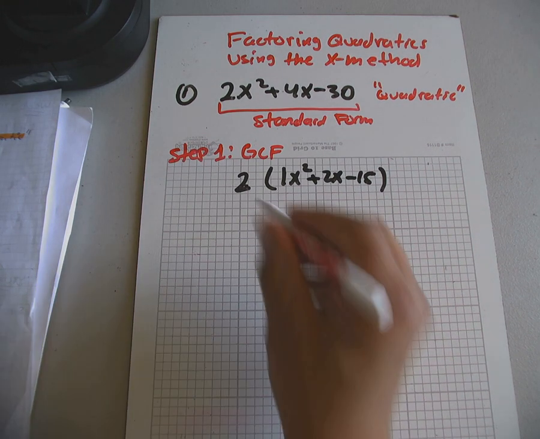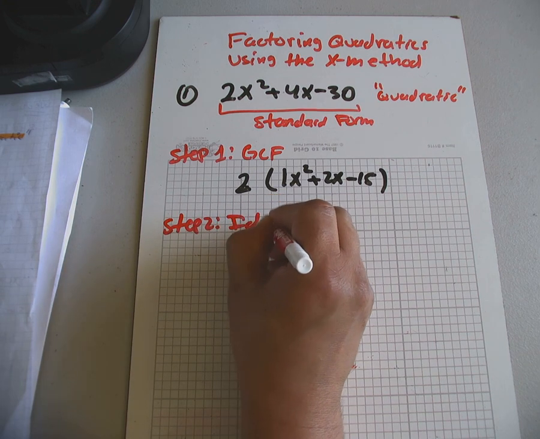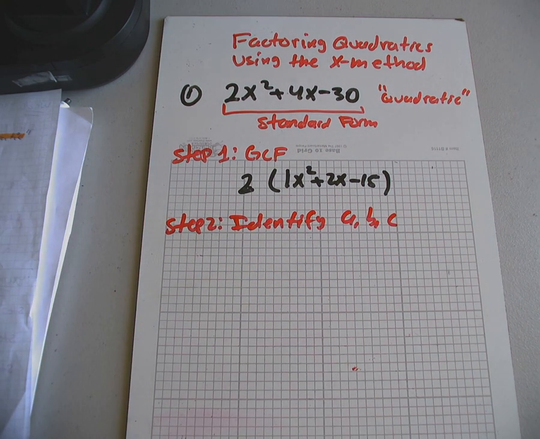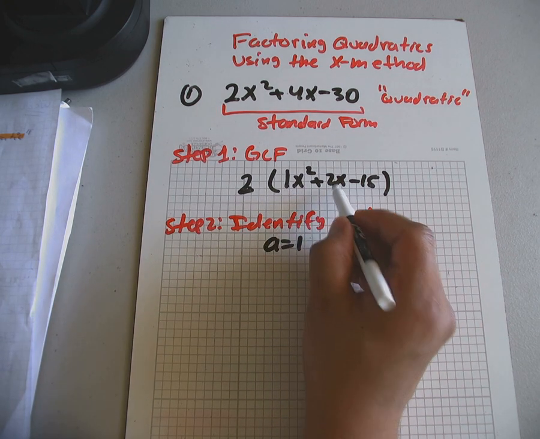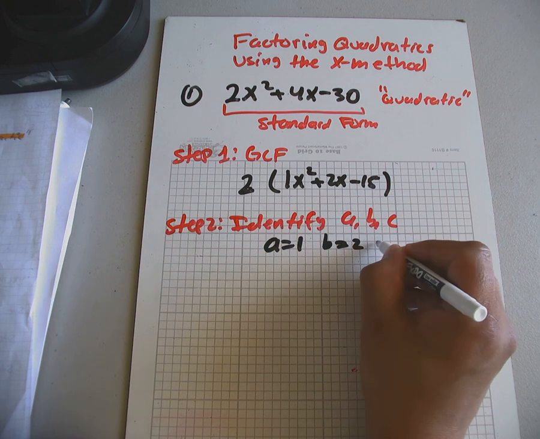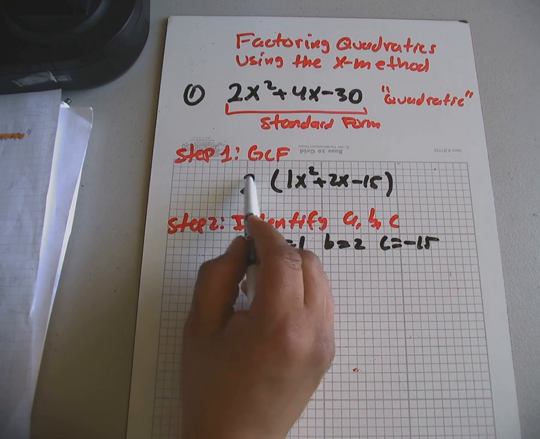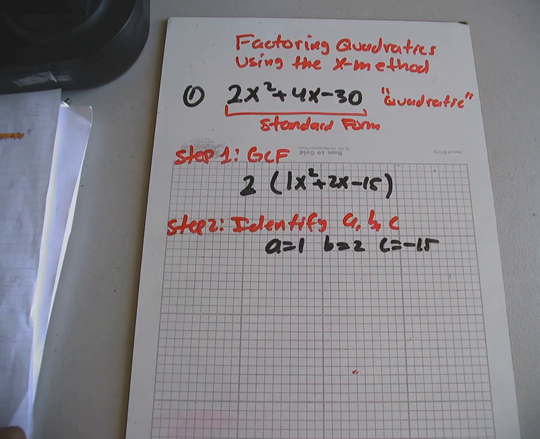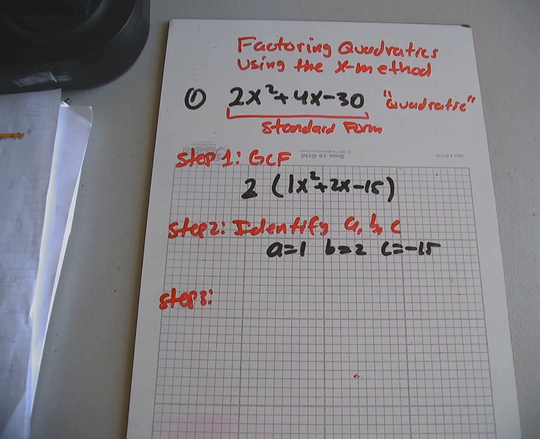From here, my step number 2 will be to identify A, B, and C. My A is 1, my B is 2, and my C is negative 15. So that's my second step. Notice that I didn't say my A was 2, because the 2 outside is my GCF, so be careful not to get confused. My step number 3, and last step, is to write down the X method.